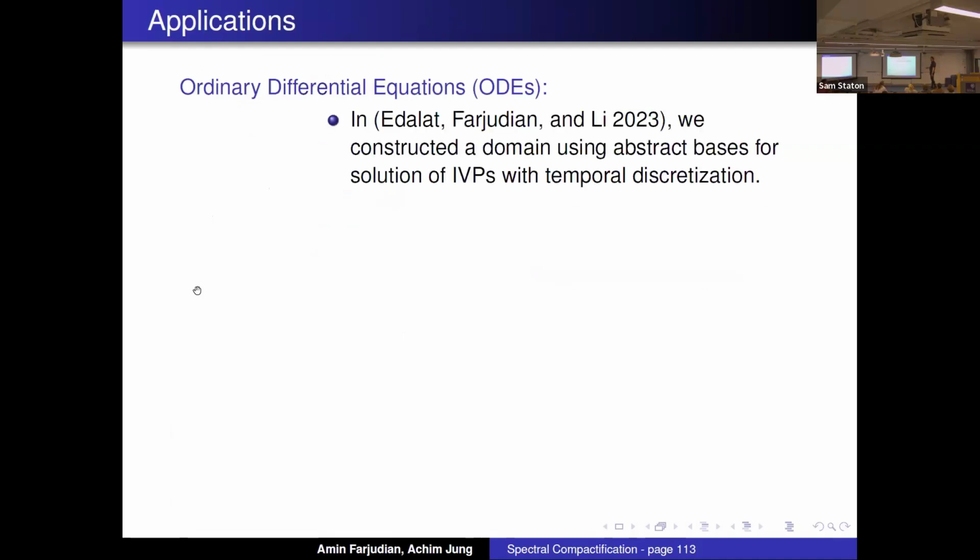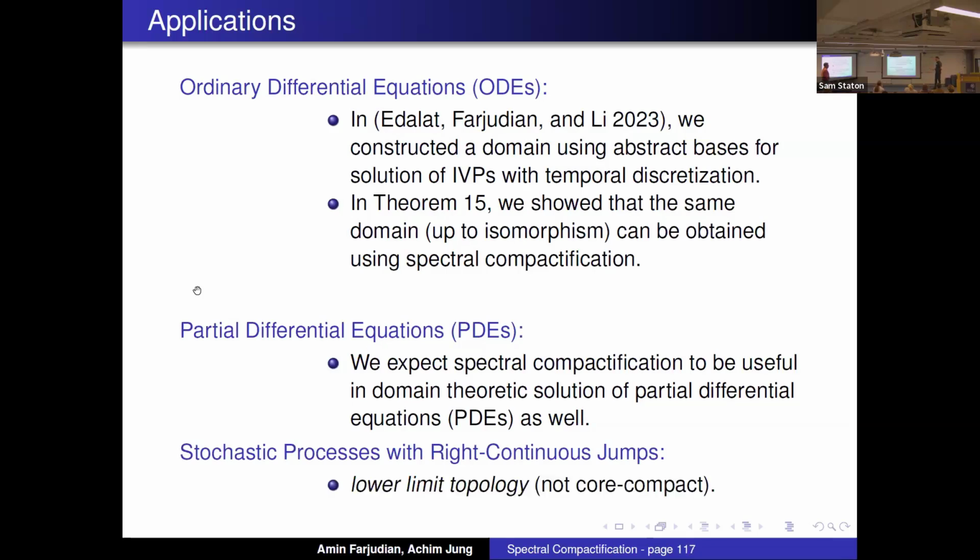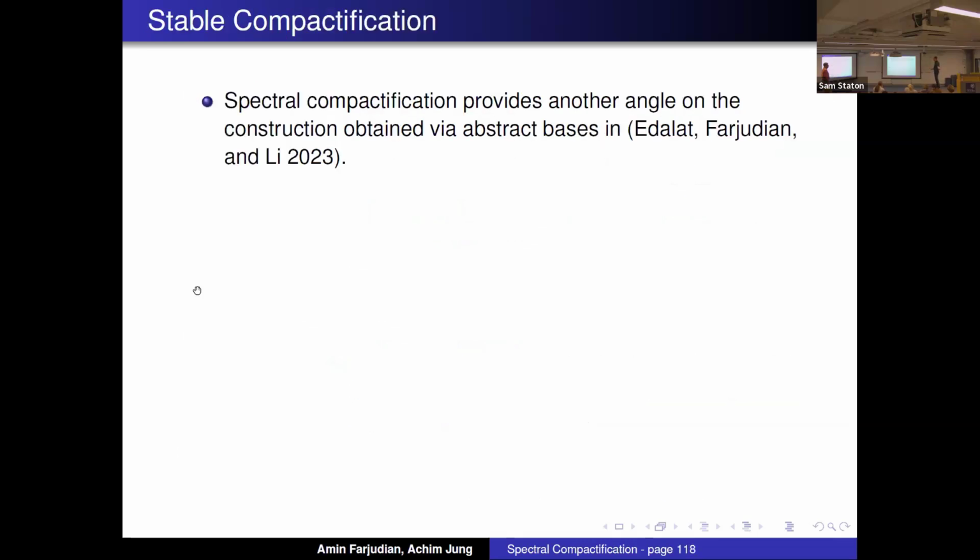In terms of applications, ODEs were the things that we started off with. We believe or expect the construction to be useful in PDEs as well. Stochastic processes with right continuous maps, there you have to look at the lower limit topology, which is again not core compact.